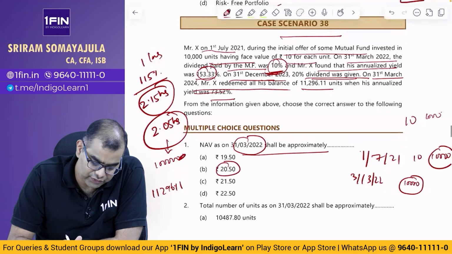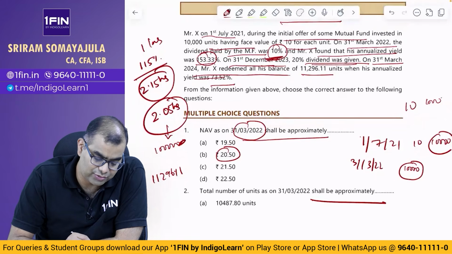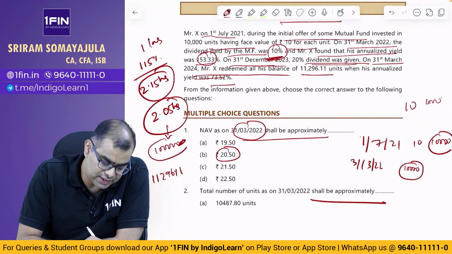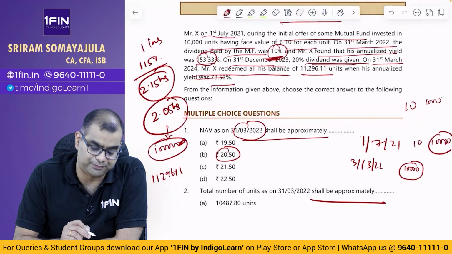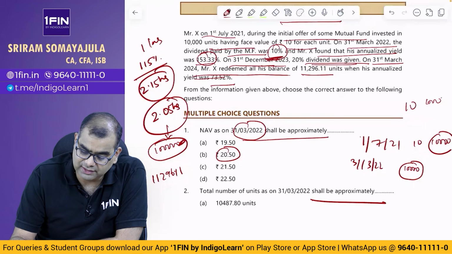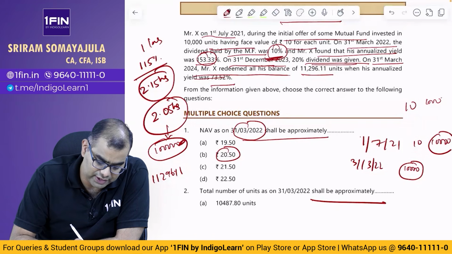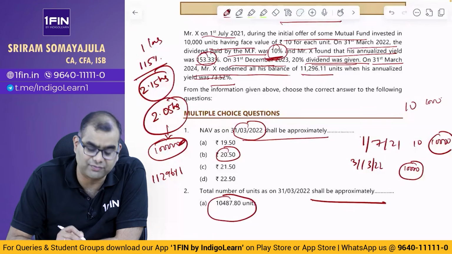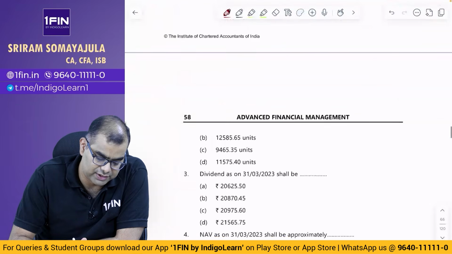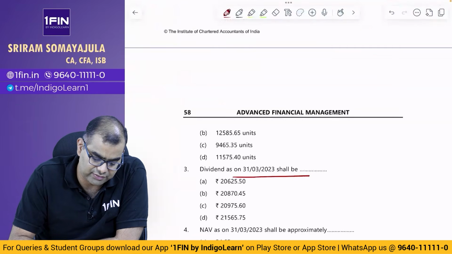Then the number of units shall be approximately... Now this 20.5 is the NAV, and the 10,000 rupees dividend you got was reinvested at 20.5. So you got 10,000 plus 487.8 units, which makes it 10,487.8.